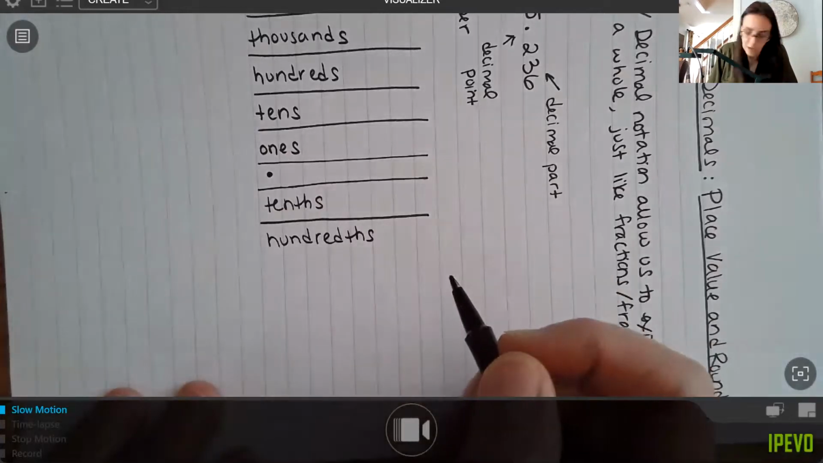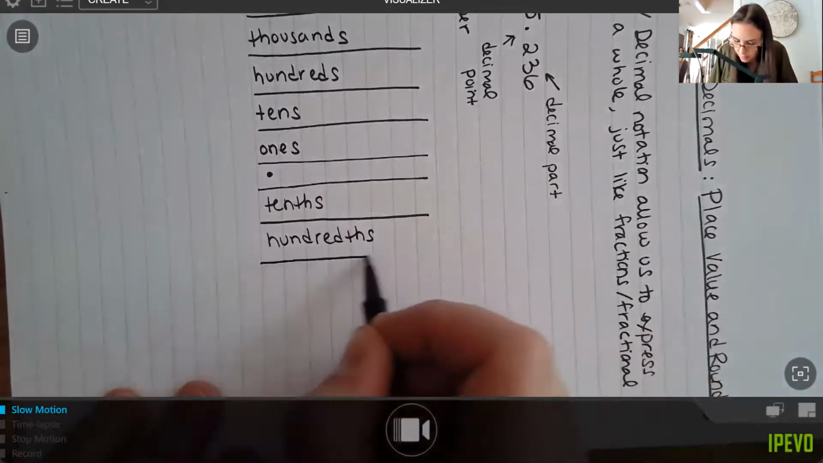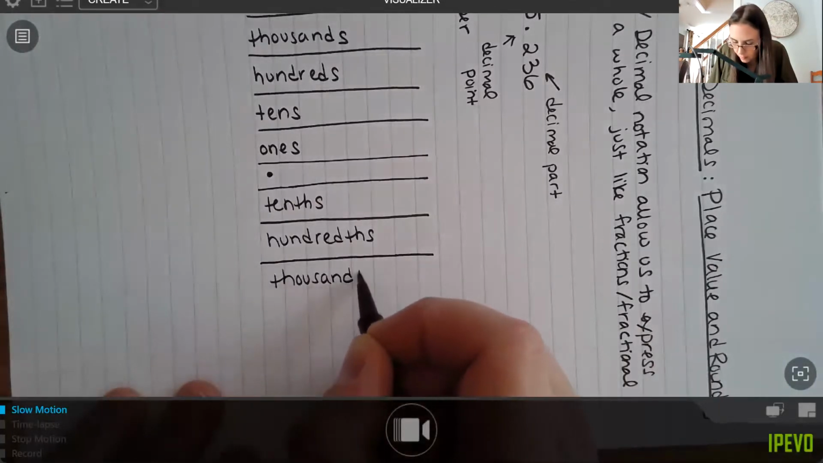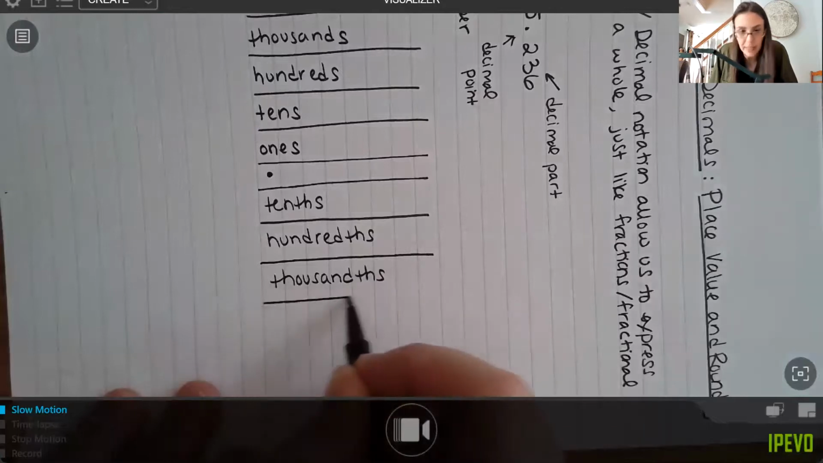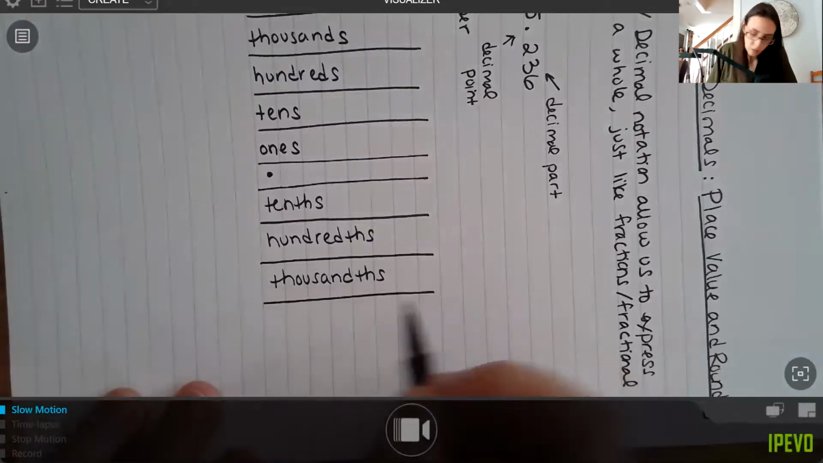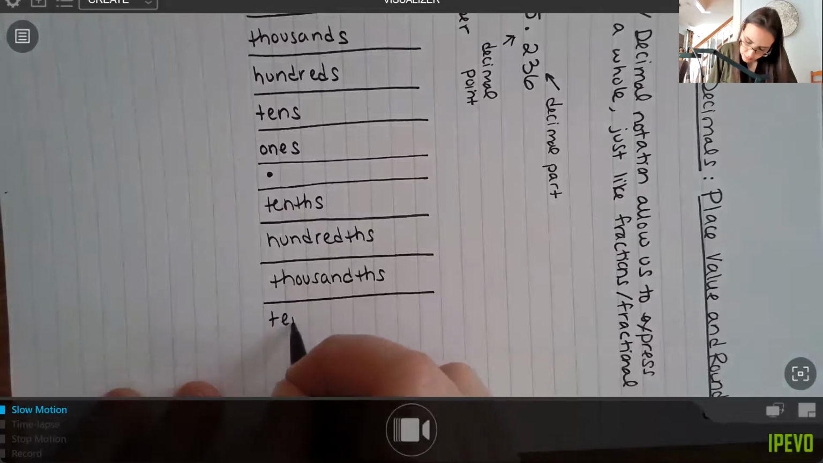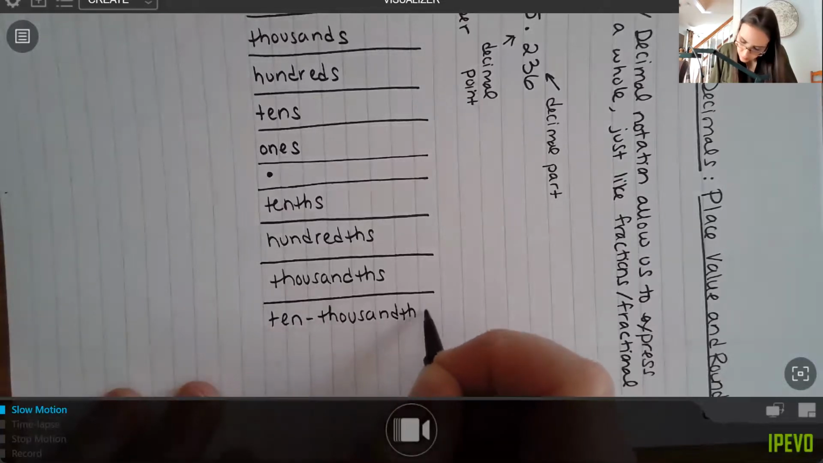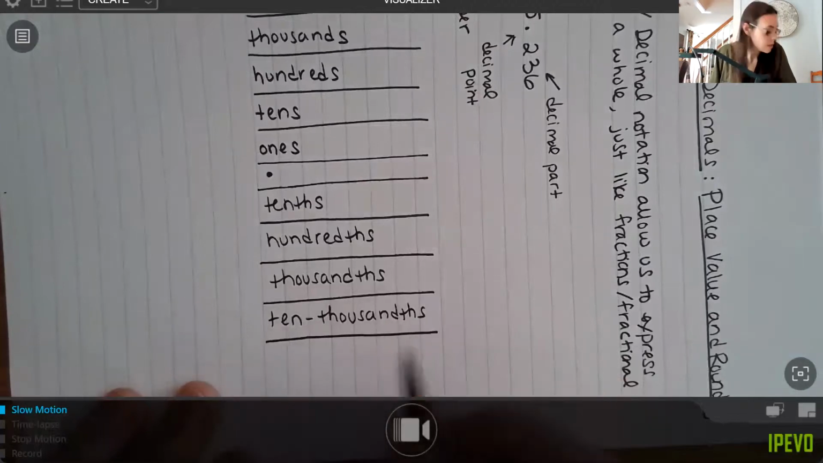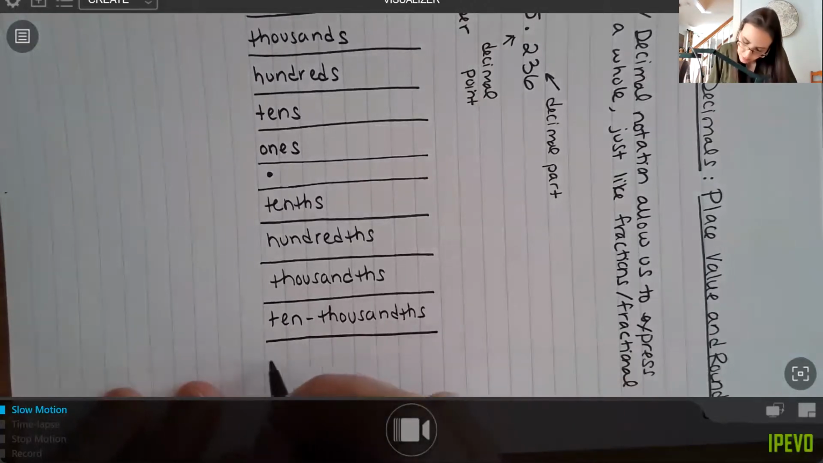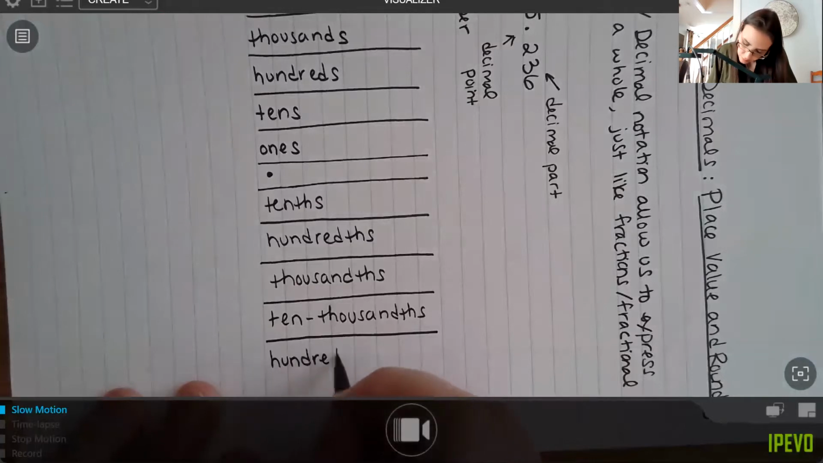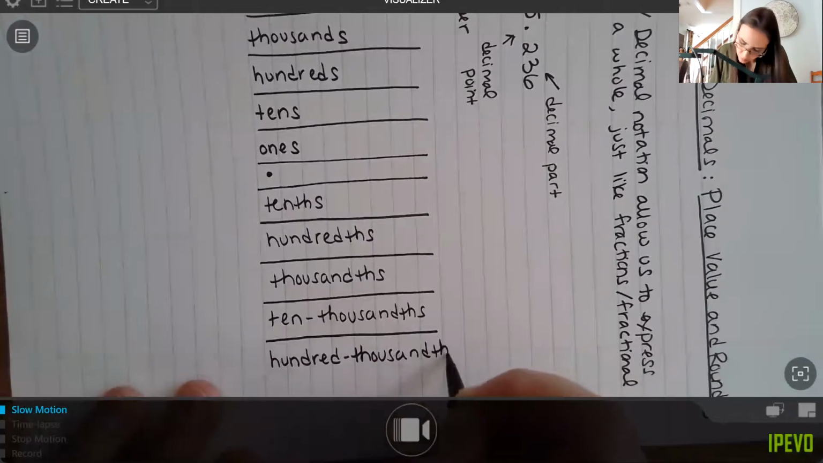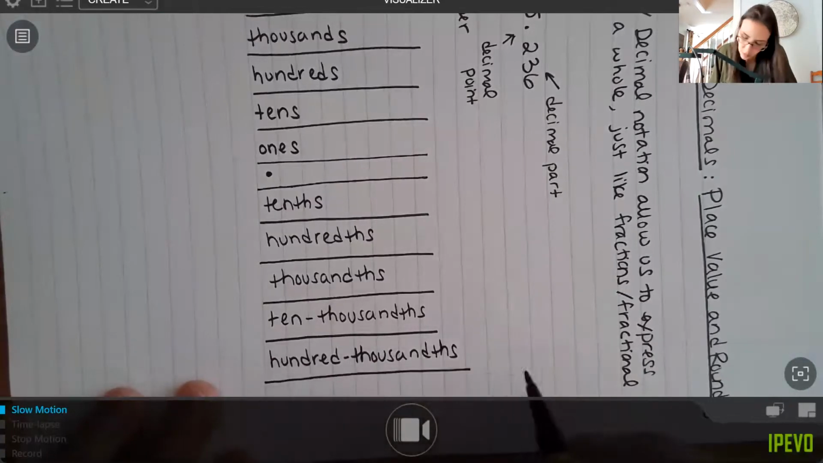After tenths, you have the hundredths place. You have the thousandths place. You have the 10,000ths place. You have the 100,000ths. And then we'll go out to millions.